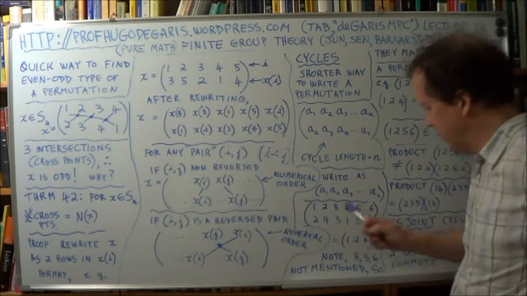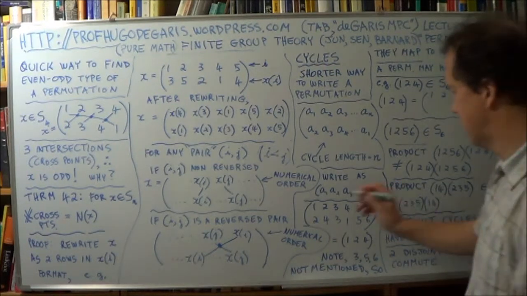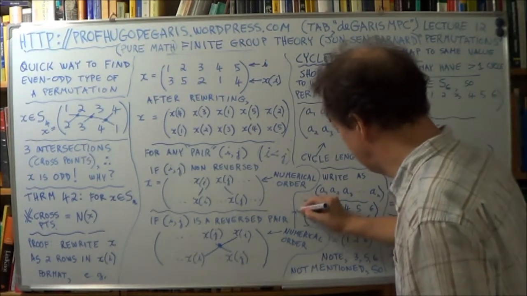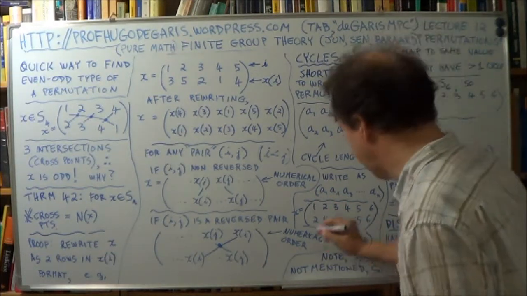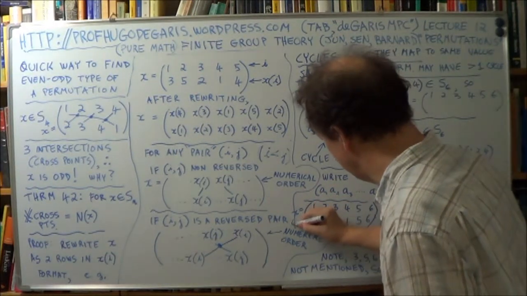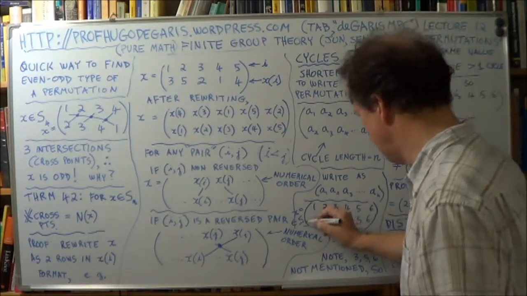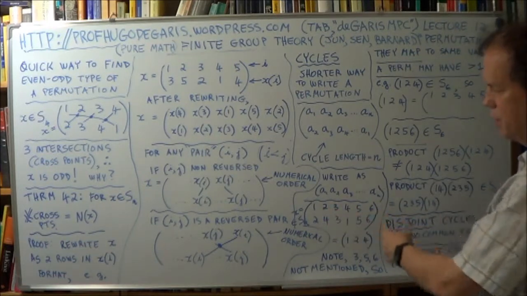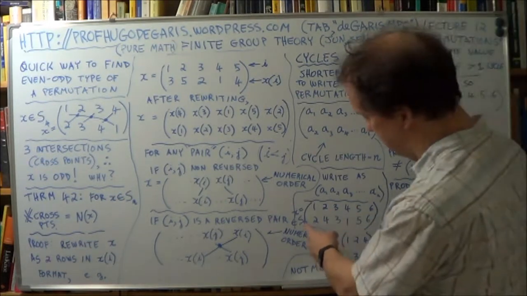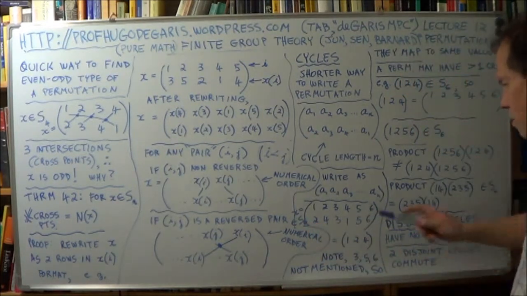Now, let's do an example. Here's a permutation, and let's call it X, and it belongs to, let's say, S6. So this is one permutation of the symmetric group of 6 objects, let's say.